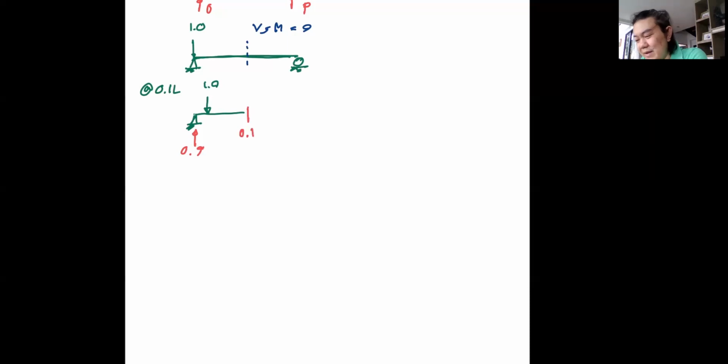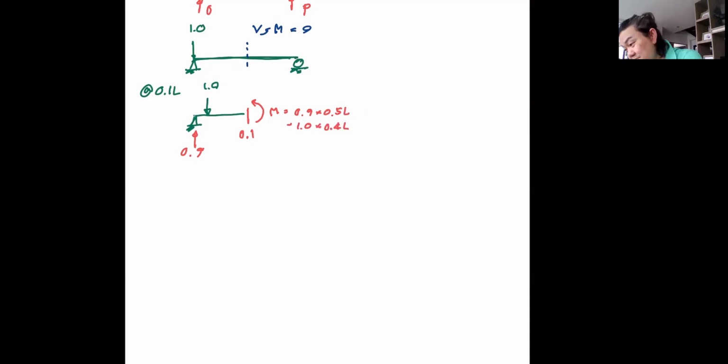Okay, and can you calculate the moment? This is going to be the positive moment, which is going to be equal to 0.9 multiplied by 0.5 L, minus 1 multiplied by 0.4 L, right?